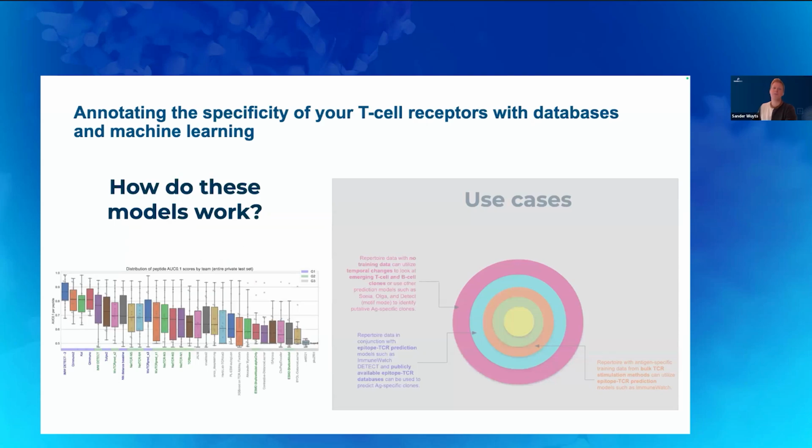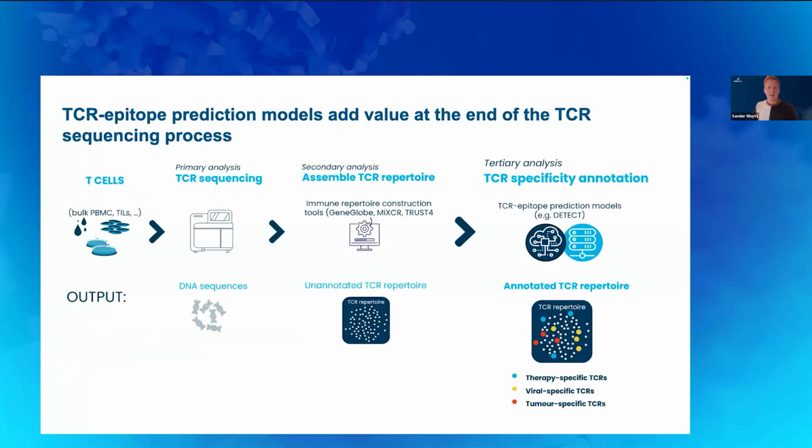Okay, let's dive into the first topics. Let's start with the models and the algorithms. To frame this a bit better and to make clear where these machine learning models, or TCR specificity models, come into place: it's always at the end of the T-cell receptor sequencing process.